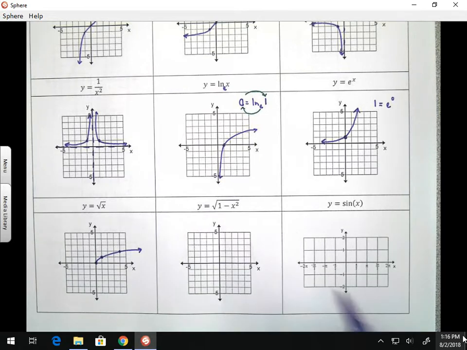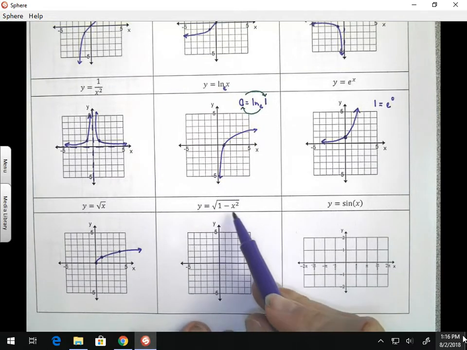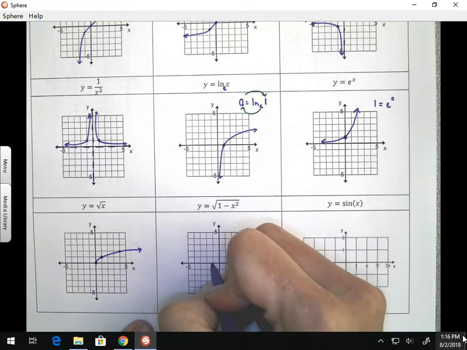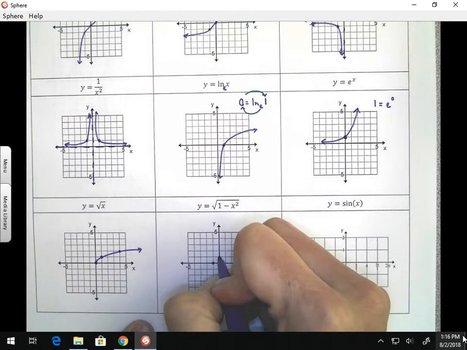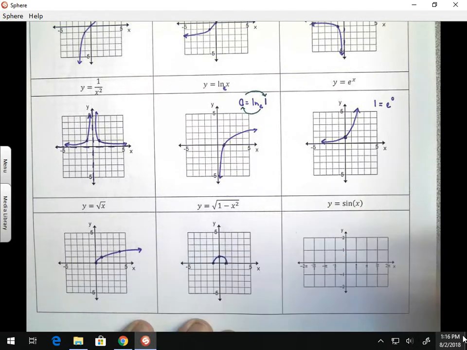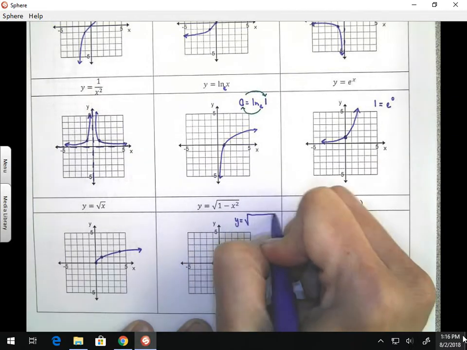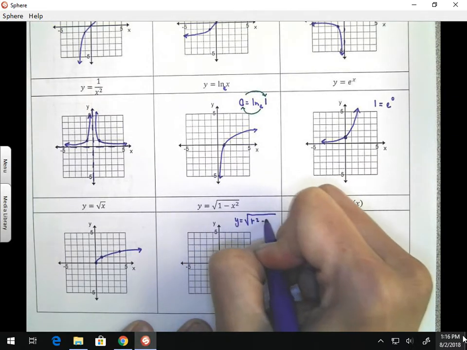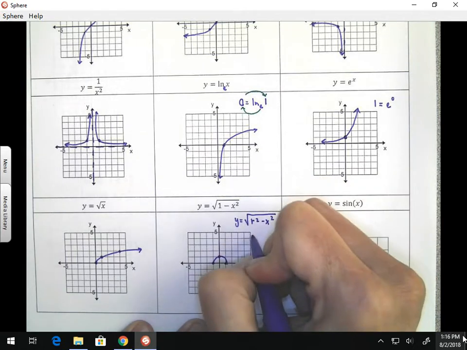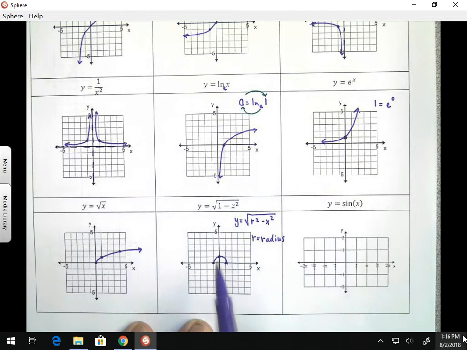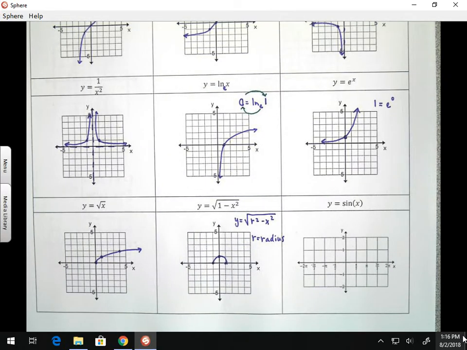Square root of 1 minus x squared, that's going to give us a semicircle with radius of 1, centered at the origin. So that is going to look like this. In general, what we have is y equals the square root of r squared minus x squared, where r is the radius. So in this case, the r squared was 1, and that's how I knew there was a radius of 1.